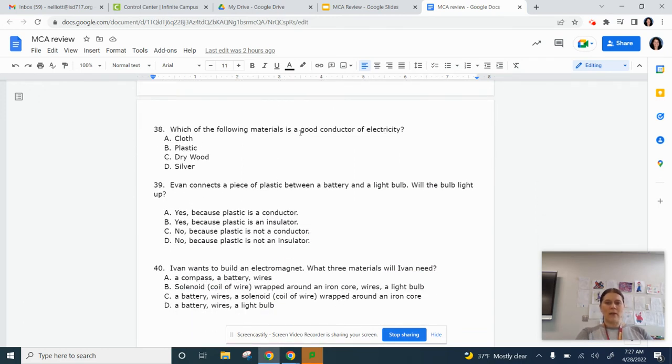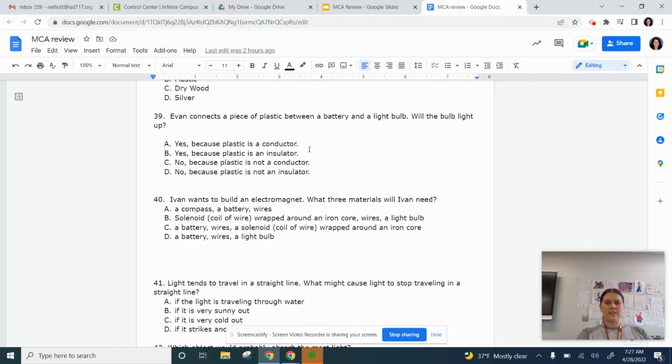Which of the following materials is a good conductor of electricity? Cloth, plastic, dry wood, silver. Evan connects a piece of plastic between a battery and a light bulb. Will the bulb light up? Yes, because plastic is a conductor. Yes, because plastic is an insulator. No, because plastic is not a conductor. No, because plastic is not an insulator.